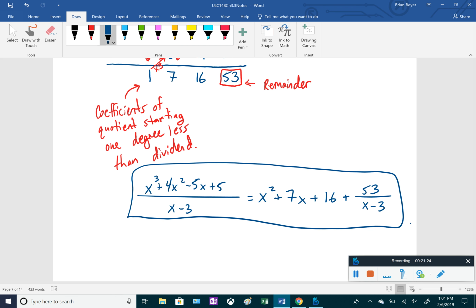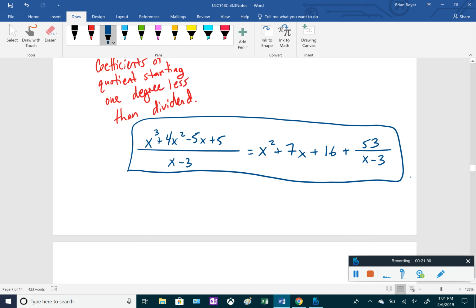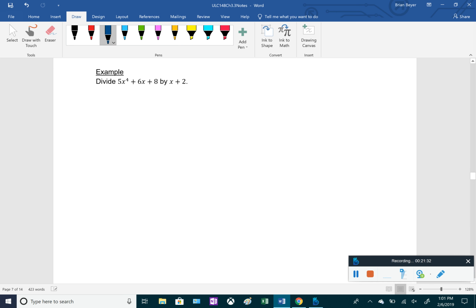So it probably didn't seem that short just because I had to explain every single step, but that's how you do synthetic division. So let's do a couple more, 2 more of these. So let's divide 5x to the 4th plus 6x plus 8 by x plus 2. So this is in the form x minus c.